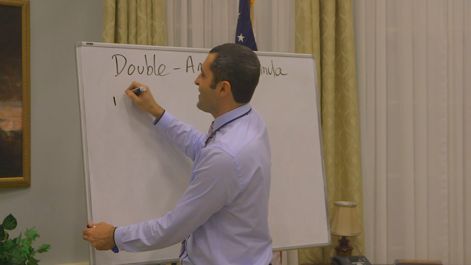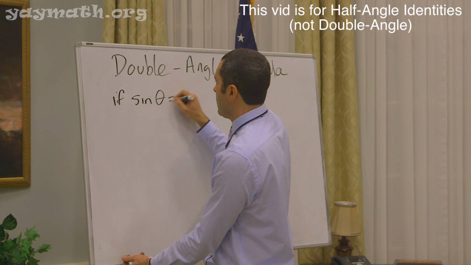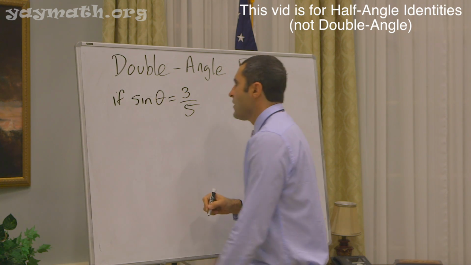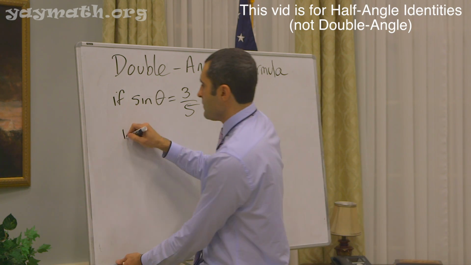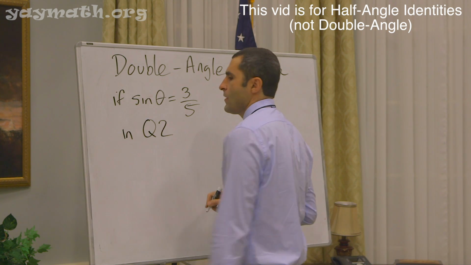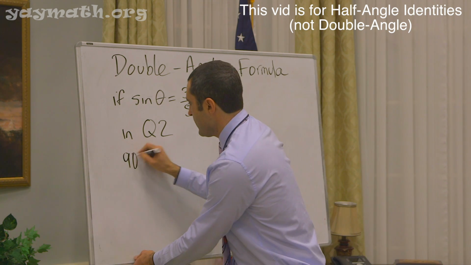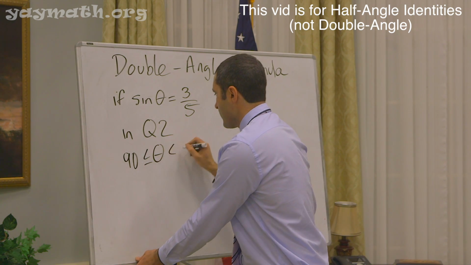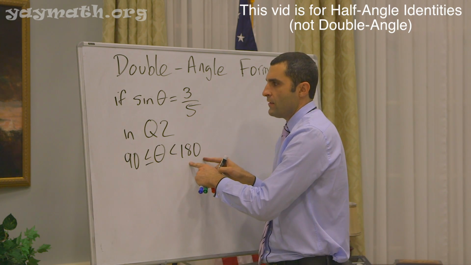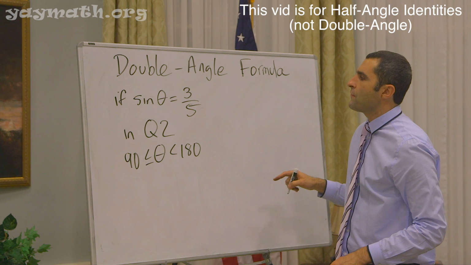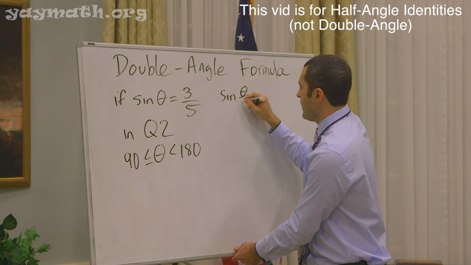Okay, so let's start off with some data. Let's say sine of an angle equals 3 over 5, and suppose we're in quadrant 2. So the angle is between 90 and 180 degrees. Now we want to find, let's say, sine of half the angle.